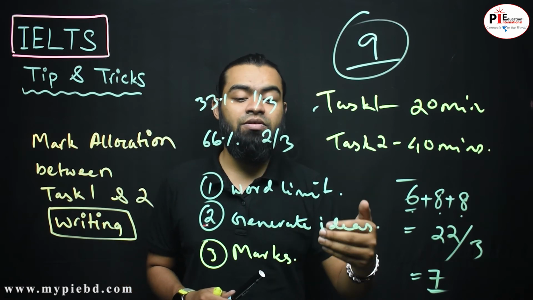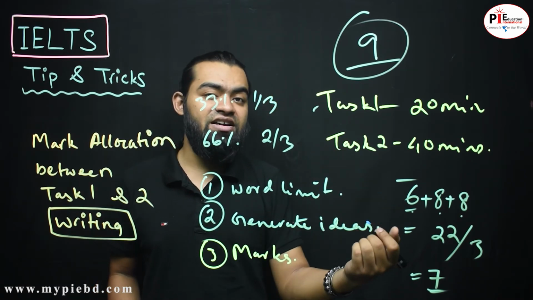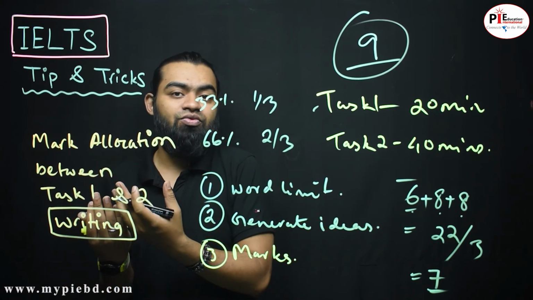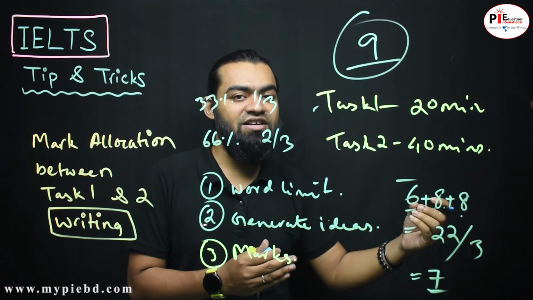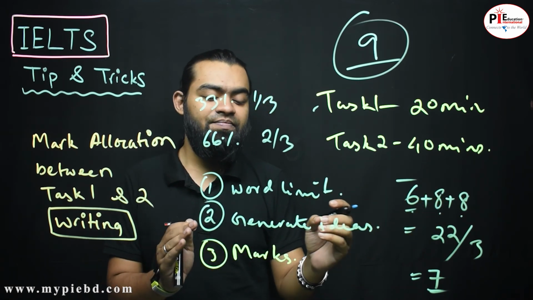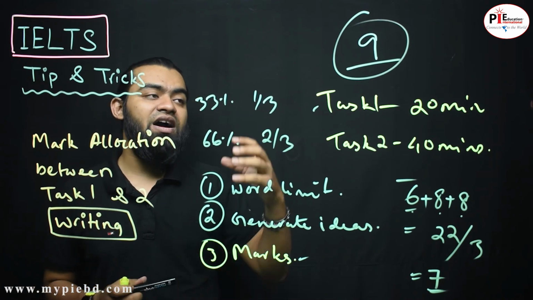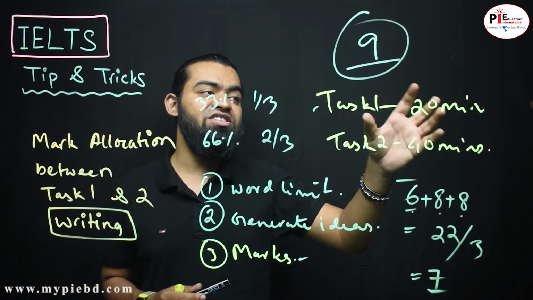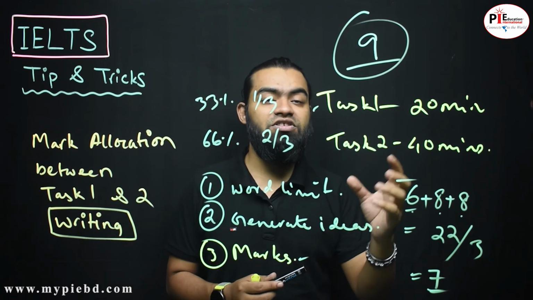So for these three main reasons: the word limit, you're having to write more; generating ideas, because you're having to think about what you're going to write rather than task 1 giving you the information which you have to present in an essay; and third, the marking allocation. These are the reasons why the IELTS recommends you to spend 20 or 15 minutes for task 1 and then 40 or 45 minutes for task 2.